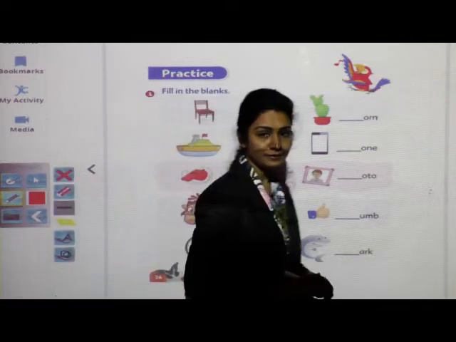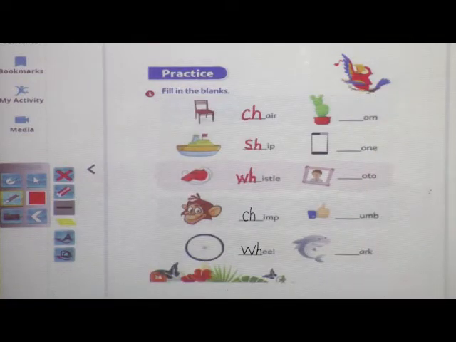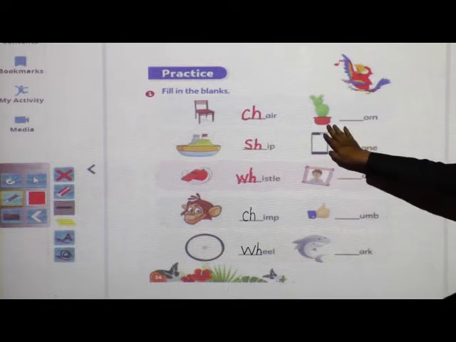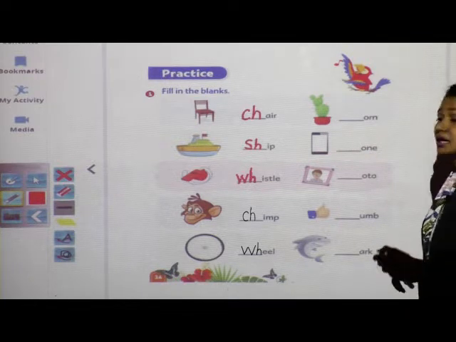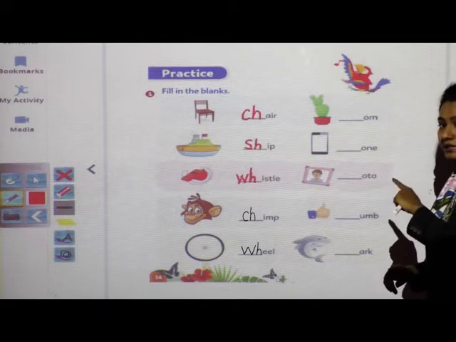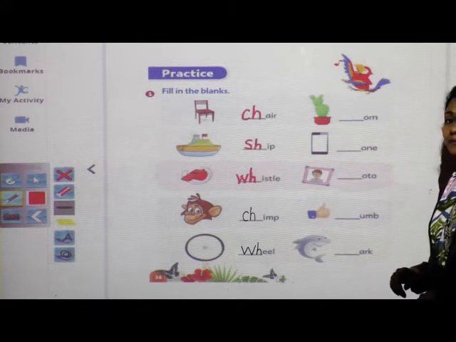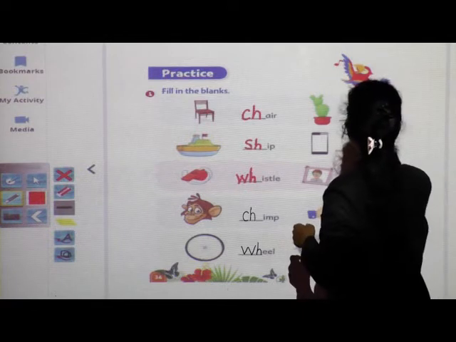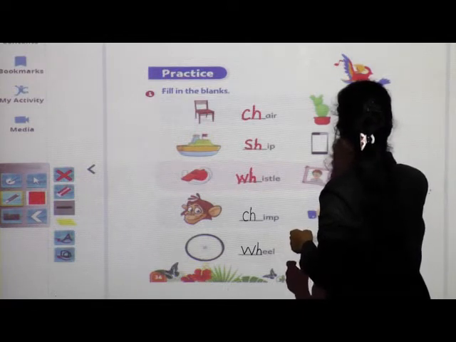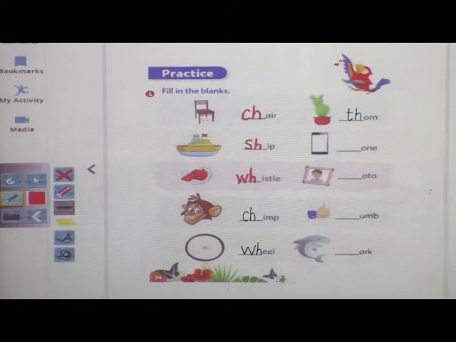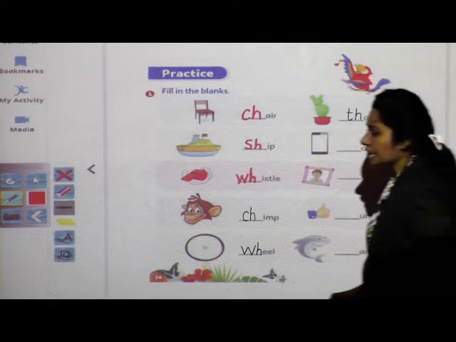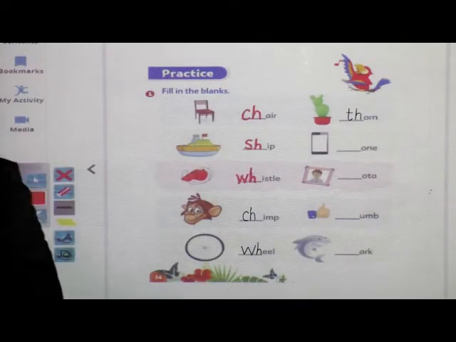Okay, come to this side. Yes, now tell me which picture is this? And what should we write here? This is a thorn. Yes, TH. So for the beginning letters, what is the spelling of TH? T-H. Right here, small letter T, H, T-H-O-R-N, thorn. T-H-O-R-N, thorn.